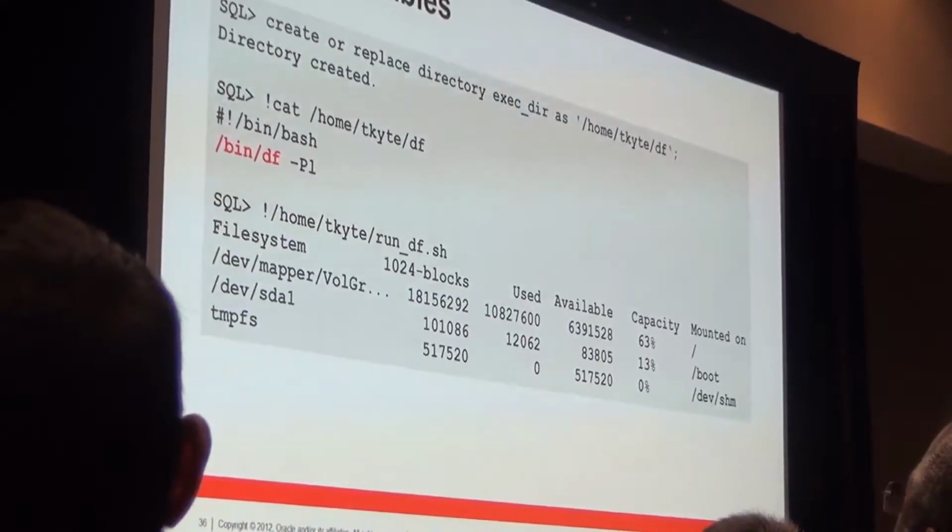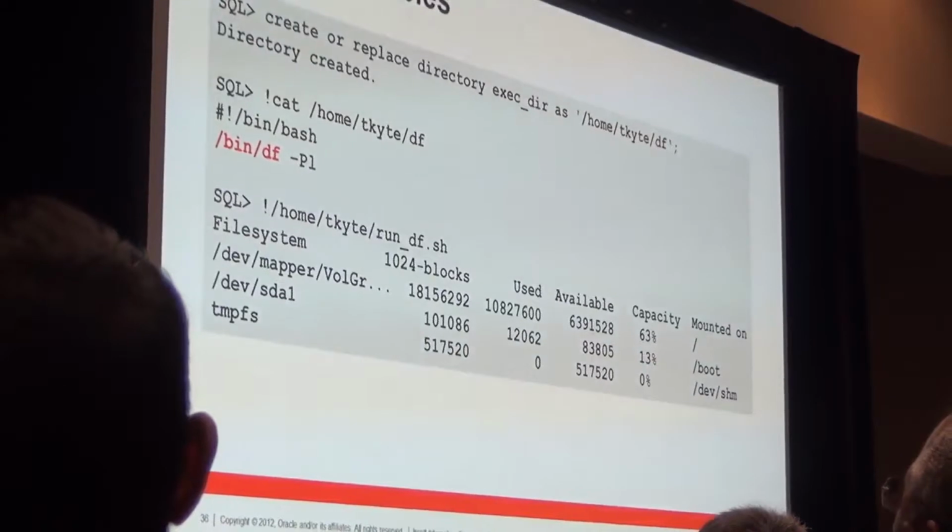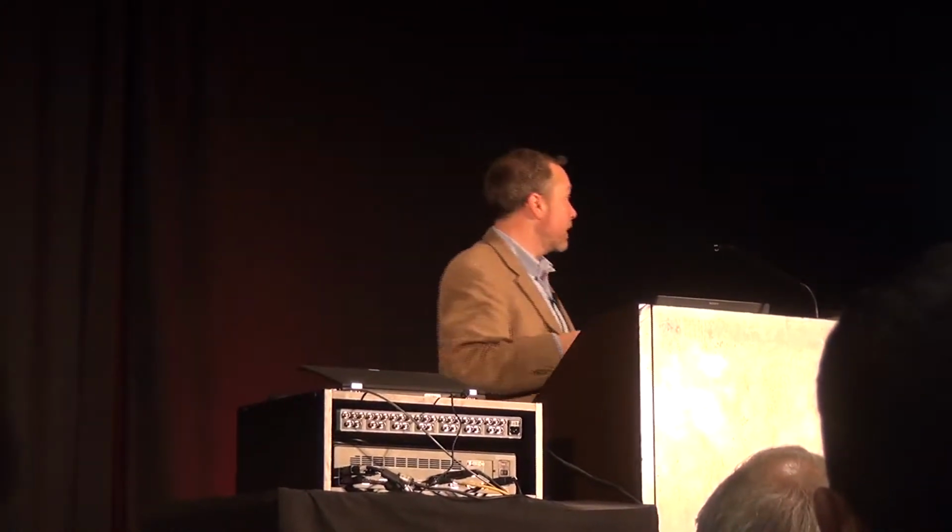It's not going to be able to find DF maybe. Or even worse, it finds a different DF. Right? And so people can put Trojan horses and whatnot into the system. This using explicit paths, highly recommended.